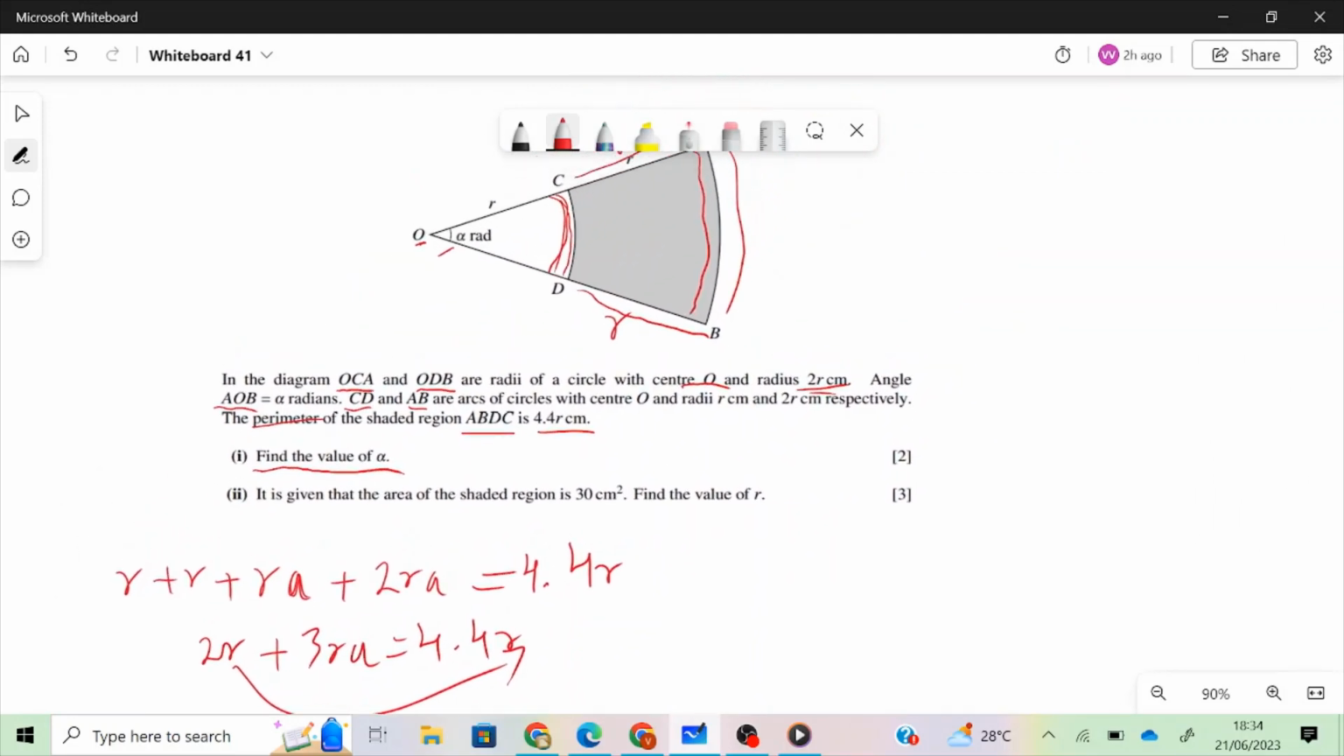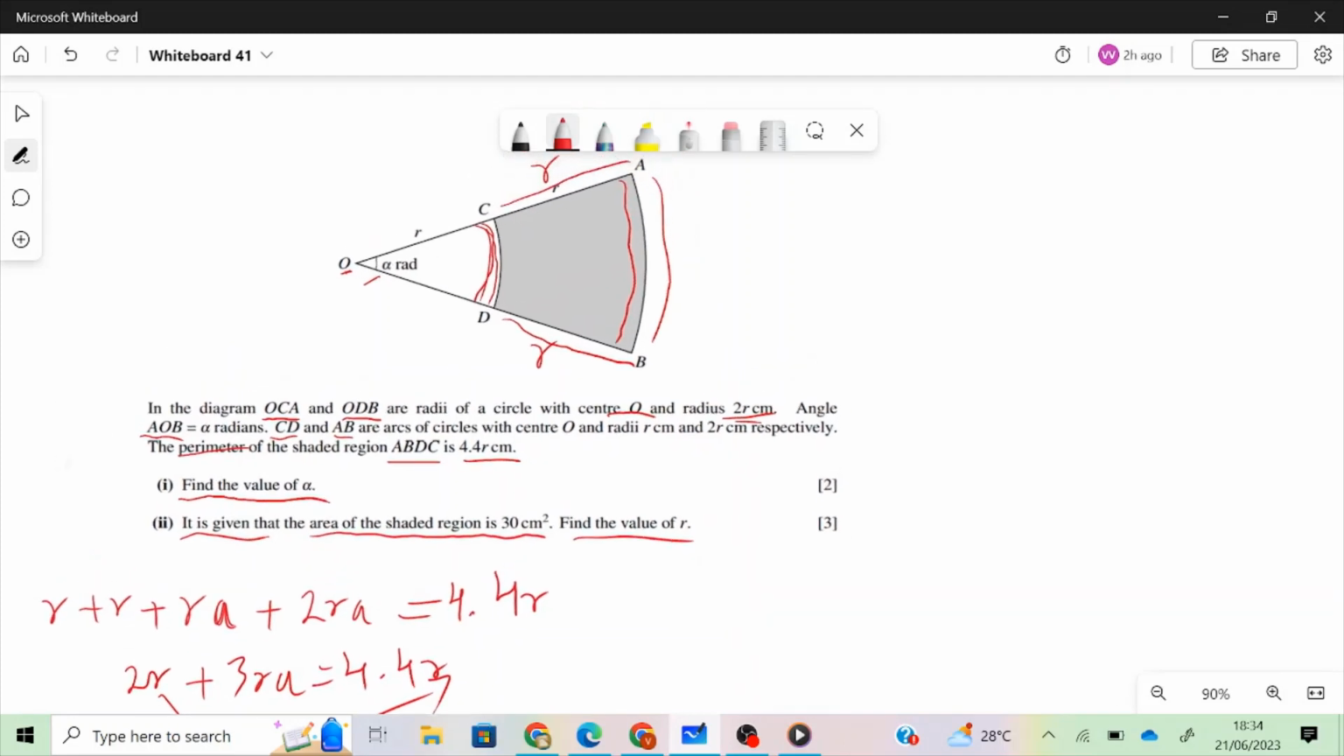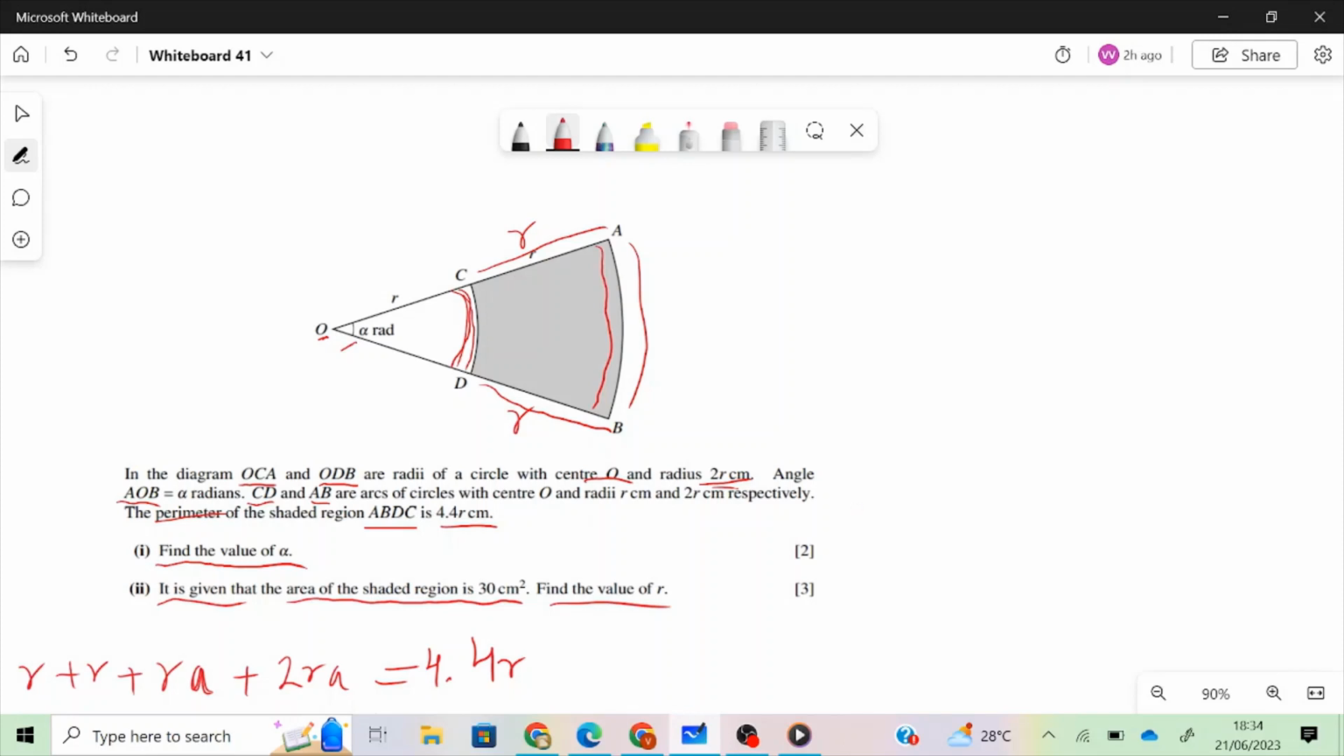On to the next part. It says it is given that the area of the shaded region is 30 cm squared. Find the value of r. They're saying that the area of the shaded region is 30 cm squared.